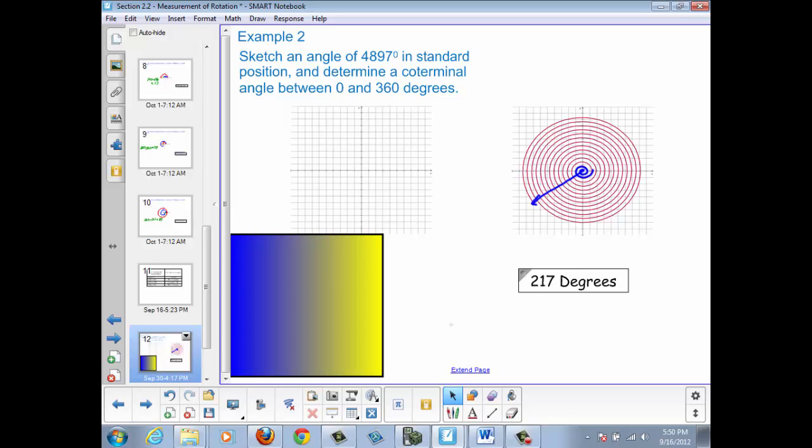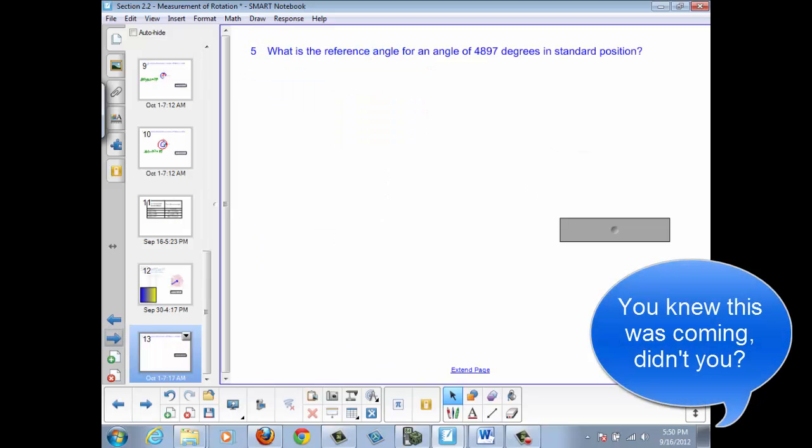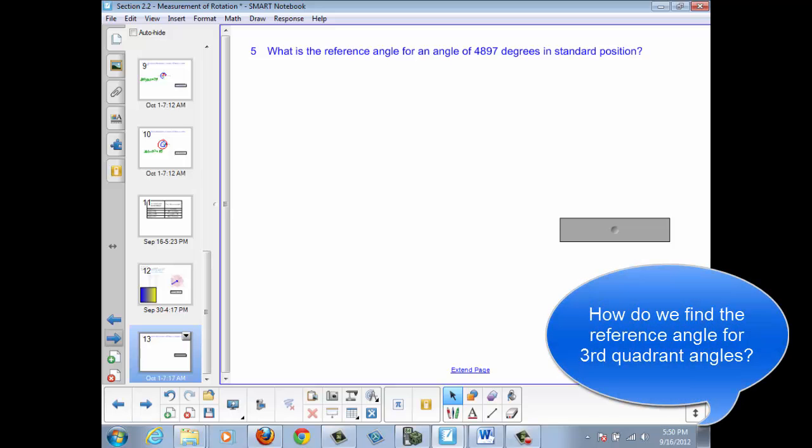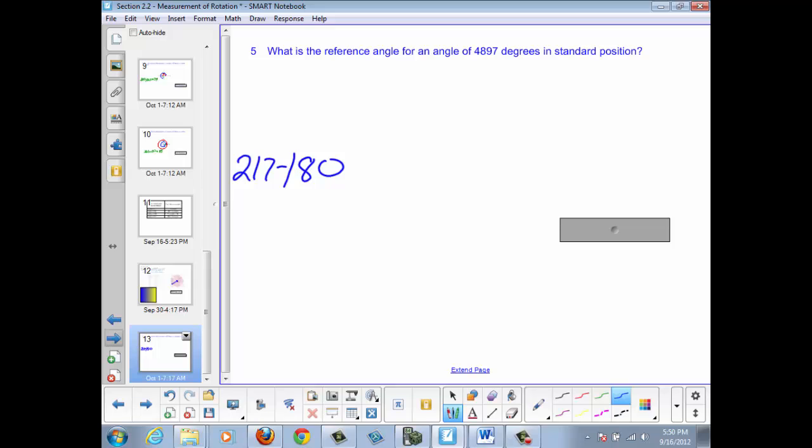Okay, so naturally, with that 217 degrees angle, I'm going to follow up with asking you for the reference angle for an angle of 4,897 degrees. Well, 217 degrees is in the third quadrant, so we know we just take 180 and subtract it from our 217 degrees. And we should get, yes, 37 degrees. And that's our lesson.